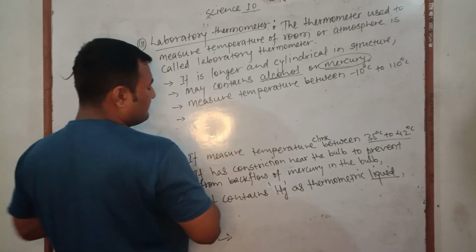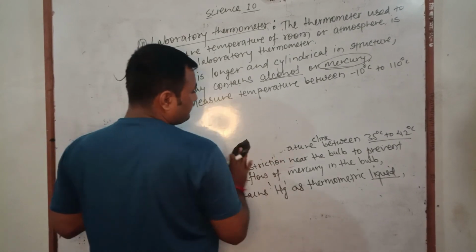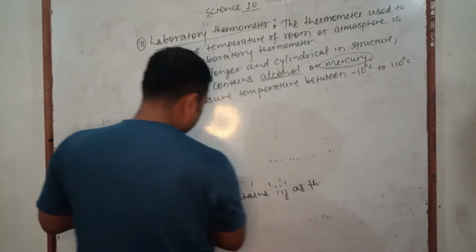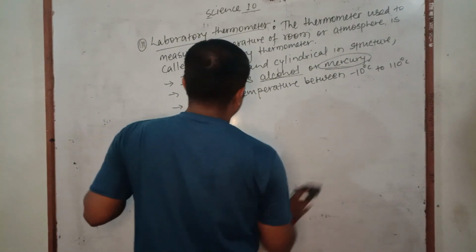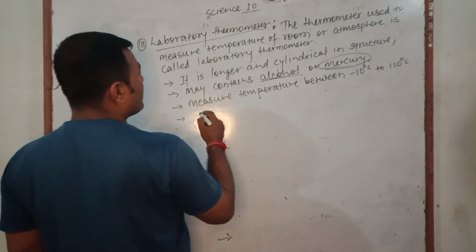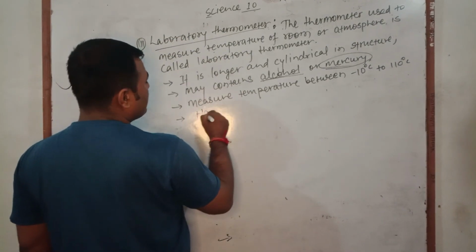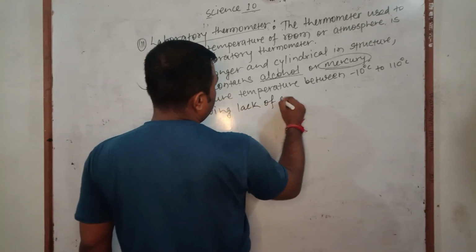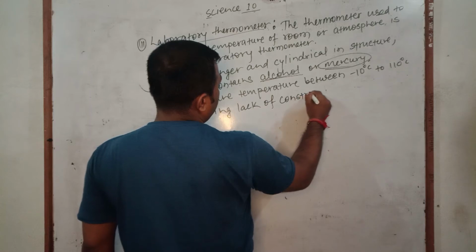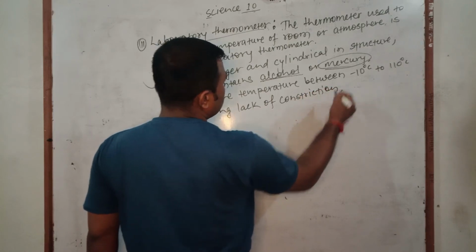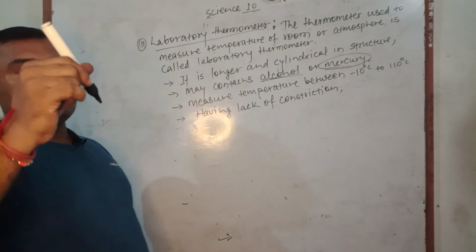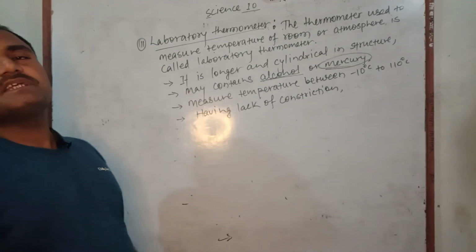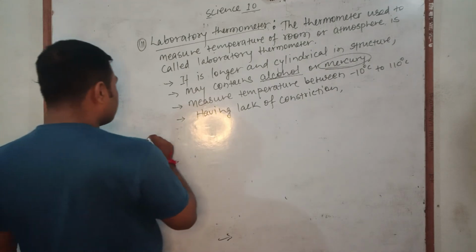Another property is the lack of constriction, because it is used to measure atmospheric temperature and therefore there is no need of constriction. Always it gives the accurate measurement of your atmospheric temperature.